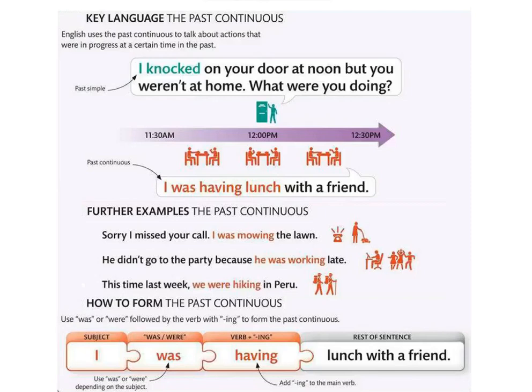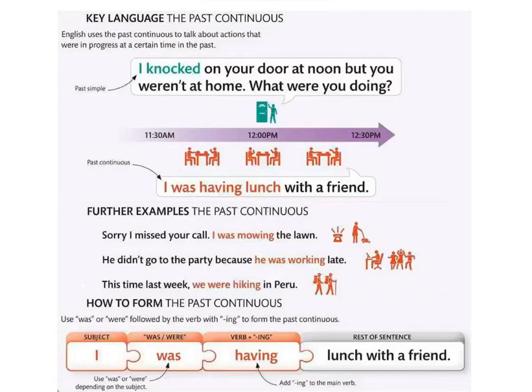Let's see more examples here. Sorry, I missed your call. I was mowing the lawn. He didn't go to the party because he was working late.